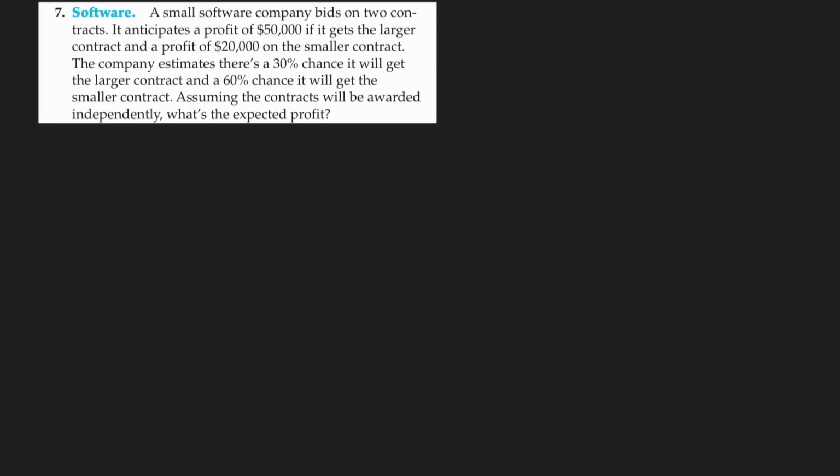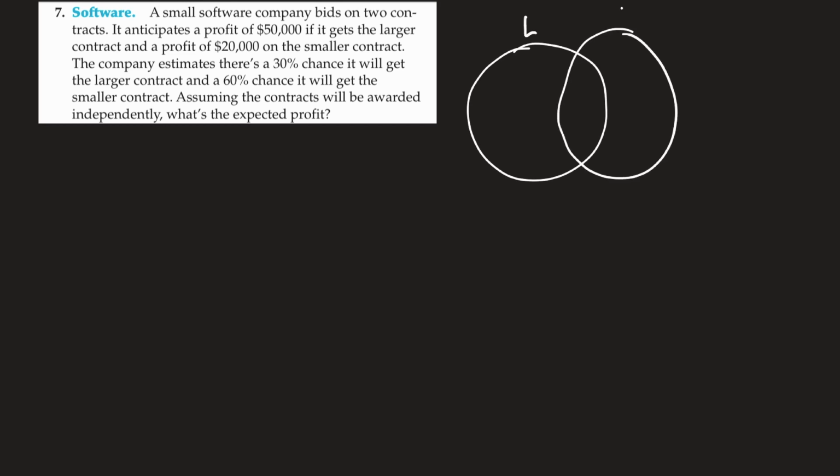Question 7 takes a different approach. You have different outcomes, and these outcomes can happen at the same time. So a tree diagram doesn't really work here. So we're going to use a Venn diagram to start it out. We have the large and we have the small contracts. We know that the large contract is a 30% chance. The small contract is a 60%. I want you to notice I did not put these numbers into my circles because this part of the circle means I only win the large contract, period, not the small. I don't actually know that number yet.